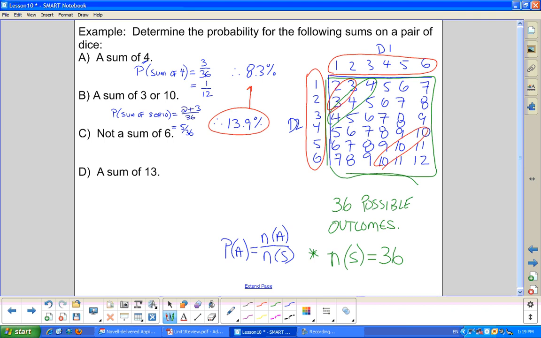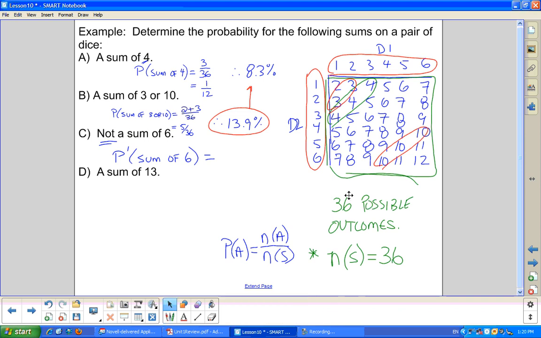Now, not a sum of 6. So what you're really looking for is the probability of rolling a sum of 6, but it's a "not," so we can put a prime in there in order to calculate that. That prime indicates that we're looking at not doing that. How many ways can that happen?